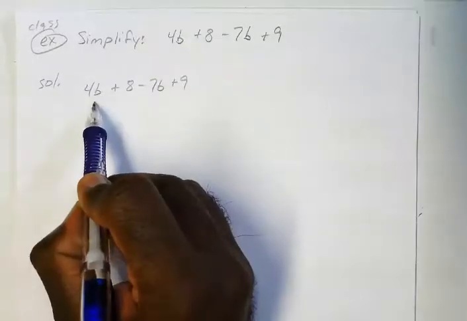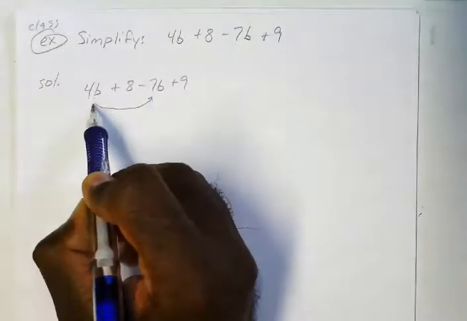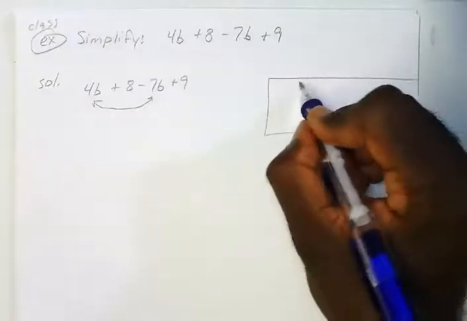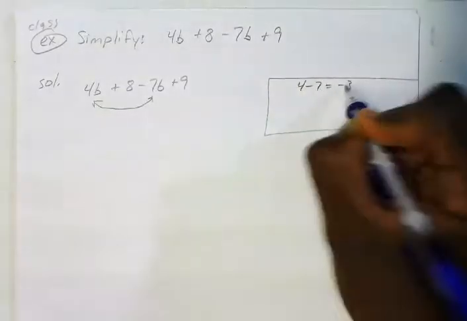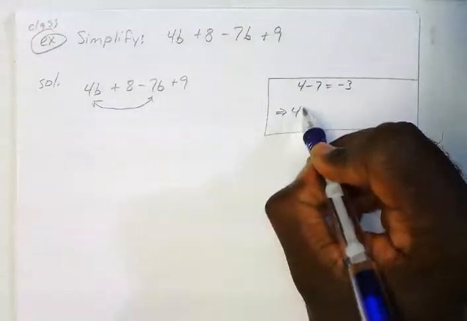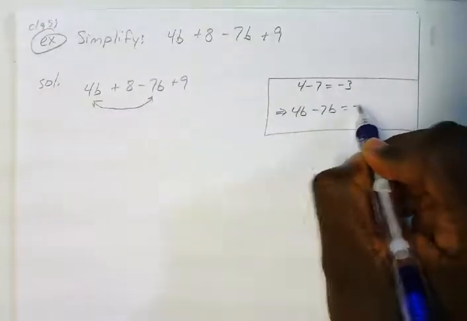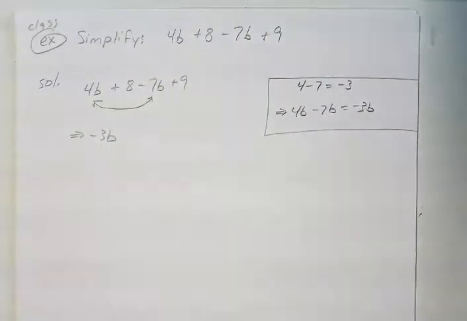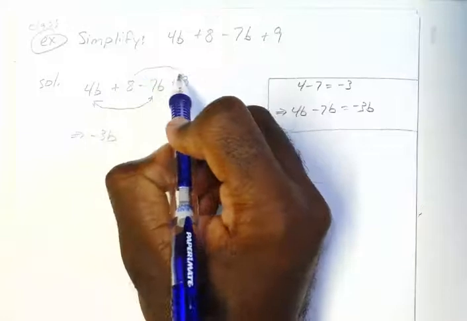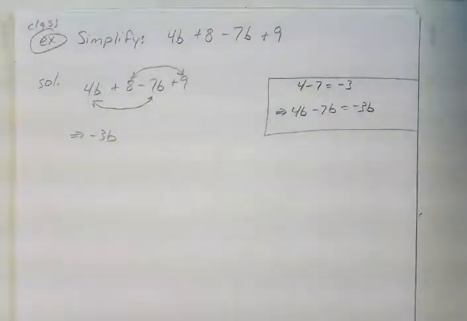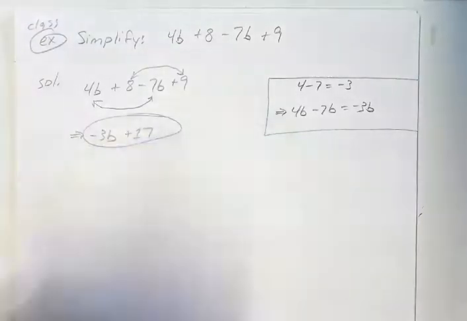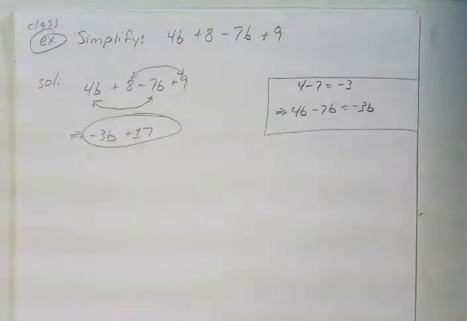Okay, so now we can go ahead and combine those two. Okay, so we know if 4 minus 7 is negative 3, then that means 4b minus 7b is negative 3b. So that gives us negative 3b. And we can go ahead and combine 8 and 9 also. 8 plus 9 is 17. So that would be our answer.